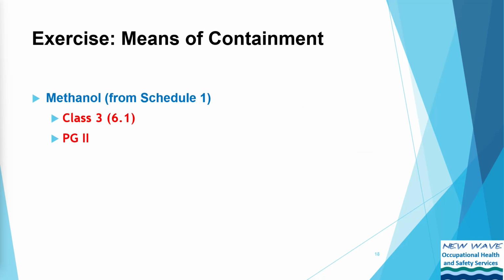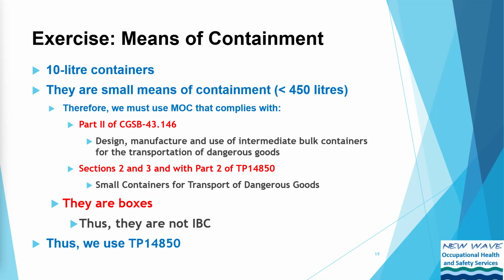Remember Schedule 1 from our second module? Well, here it comes again. Looking at Schedule 1, we see that methanol has a primary class of 3, a subsidiary class of 6.1, and is in packing group 2. We also know we are considering 10-liter boxes. At under 450 liters, these are small means of containment.